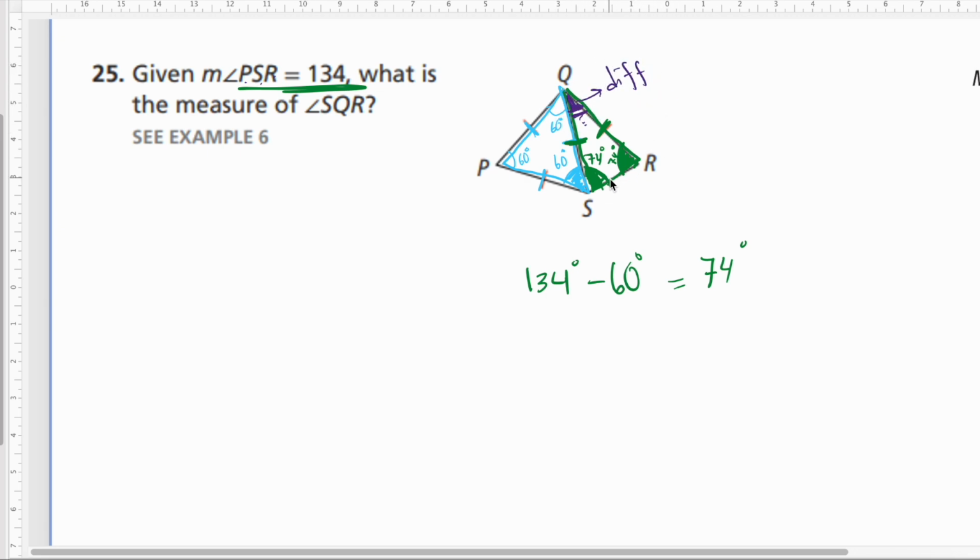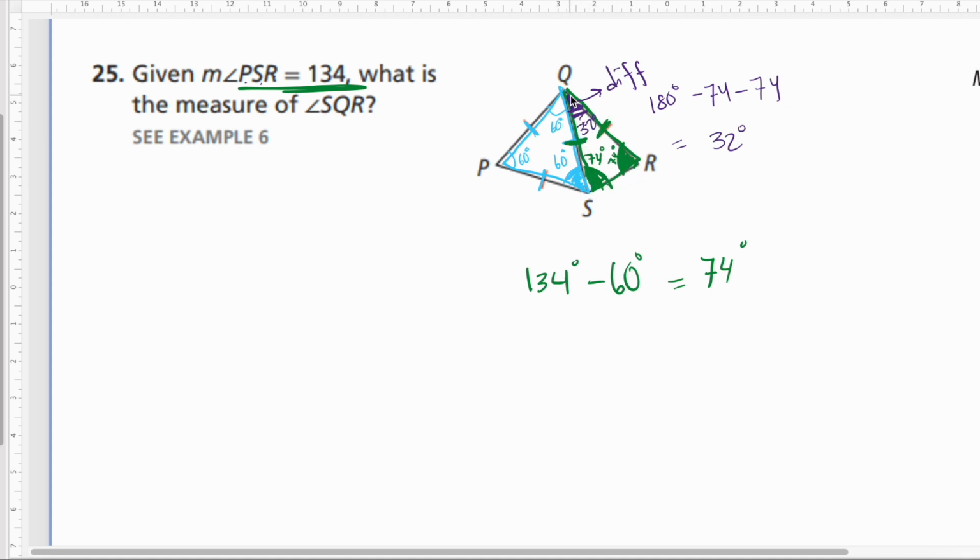How can I find it? We can use the 180 rule. 180 is the sum of all angles at Q, S, and R. So we're going to say 180 minus the angles at Q and S, which are 74 and 74. You're going to get 32 degrees.